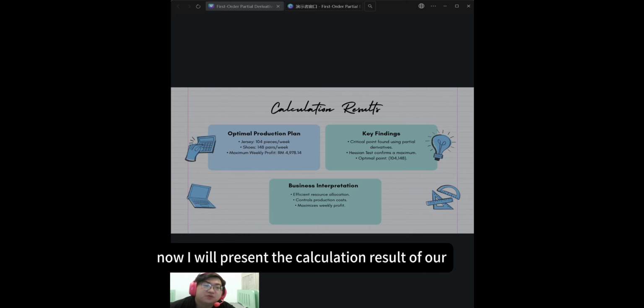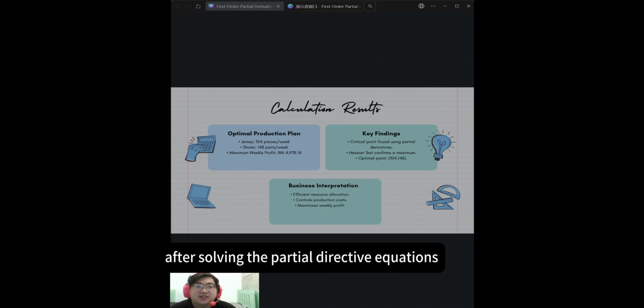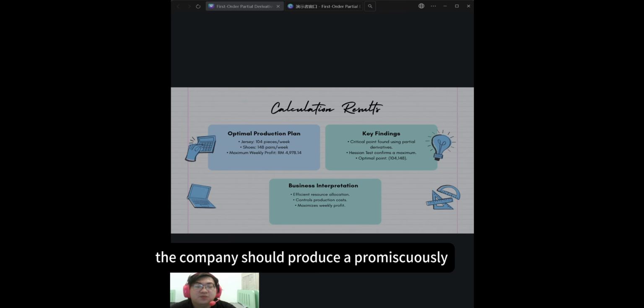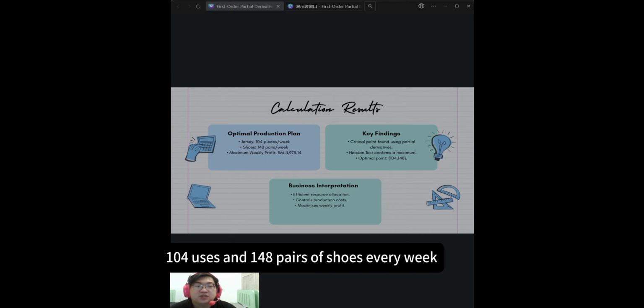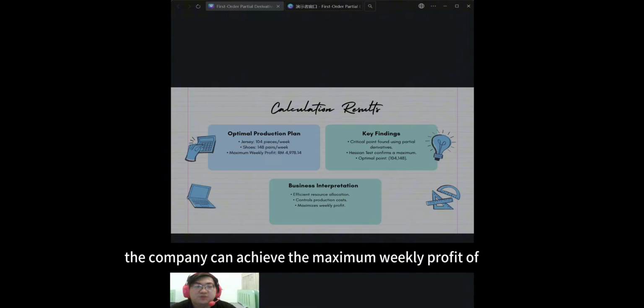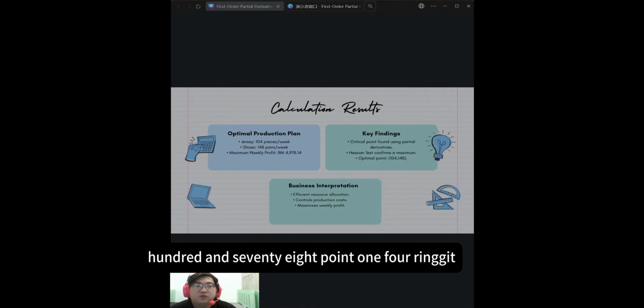Hello everyone. Now I will present the calculation result of our optimization model. After solving the partial derivative equations, we obtain the optimal production plan. The company should produce approximately 104 jerseys and 148 pairs of shoes every week. At this production level, the company can achieve the maximum weekly profit of 4,978.14 ringgit. These values represent the critical point of our profit function.